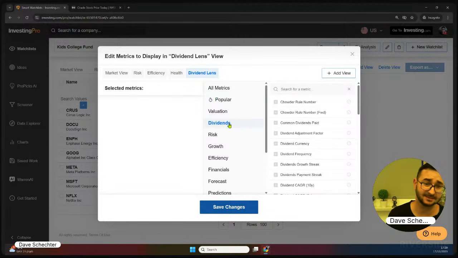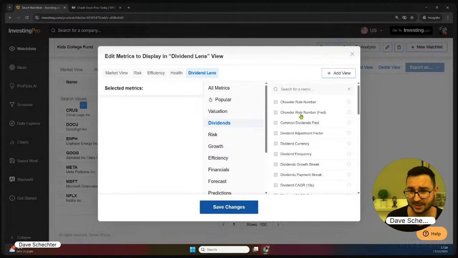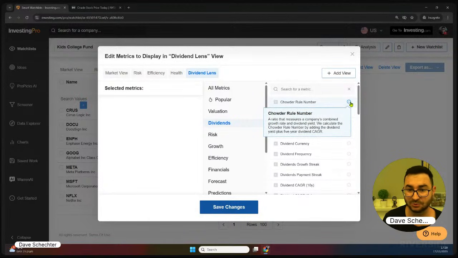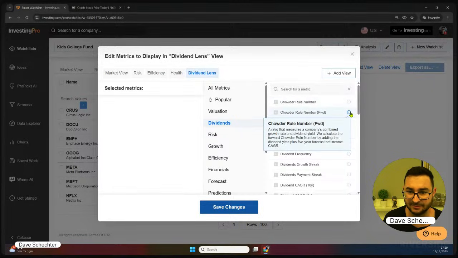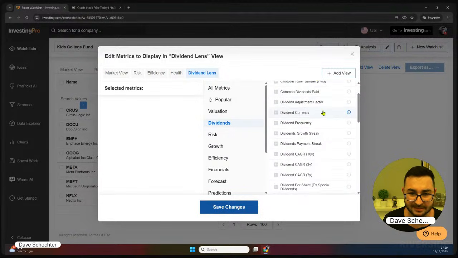But if I don't, I can select dividends as a category from the list and then go down the list of dividend related metrics and then pipe them into the view. So assuming I don't know what Schauder rule number is, I can just hover over the information icon and it will give me an explanation of what each and every one of these particular metrics are. So let's go ahead and populate this particular view.